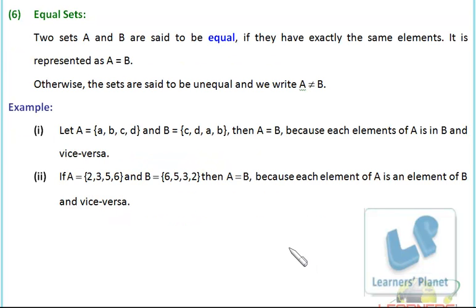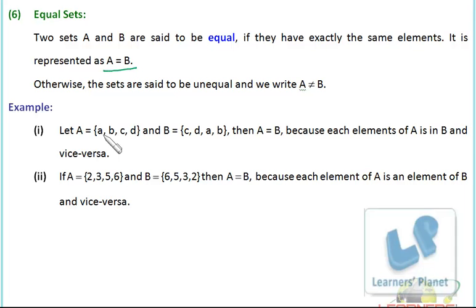Then we have equal sets. Two sets A and B are said to be equal if they have exactly the same elements. It is represented as A = B, right? Otherwise the sets are said to be unequal and we write A ≠ B, right?